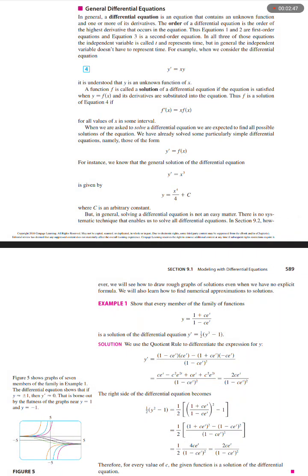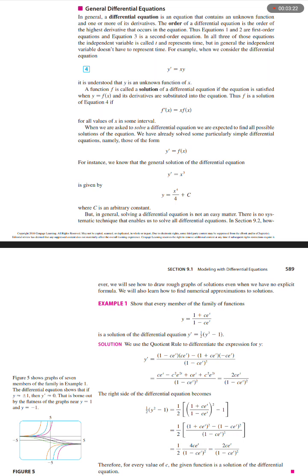General differential equations. In general, a differential equation is an equation that contains an unknown function and one or more of its derivatives. The order of a differential equation is the order of the highest derivative that occurs in the equation. Thus equations 1 and 2 are first order equations, and equation 3 is a second order equation. In all three of those equations, the independent variable is called t and it represents time, but in general, the independent variable doesn't have to represent time.